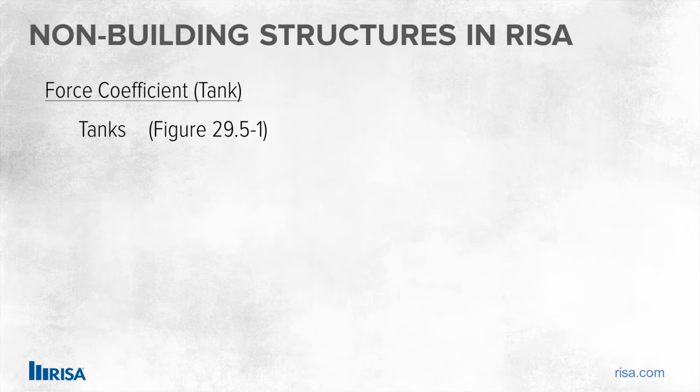And then we'll talk about the force coefficient for the tank. For the tank, that comes from a different portion of the code. This is still under Chapter 29, but there's a different table that's relevant to tanks. For this, we need to consider whether or not the surface of the tank is smooth. Something that would not be smooth would perhaps be corrugated, but in this case we're going to assume that this is made out of steel plate welded together, and that's considered very smooth per the code.